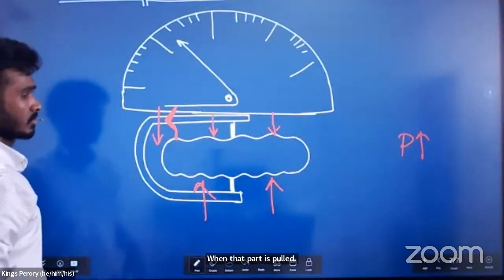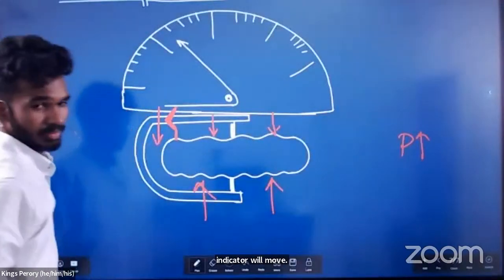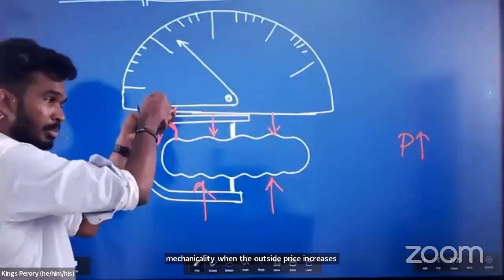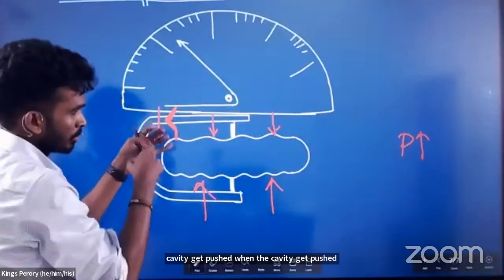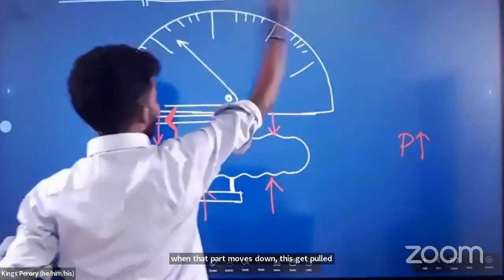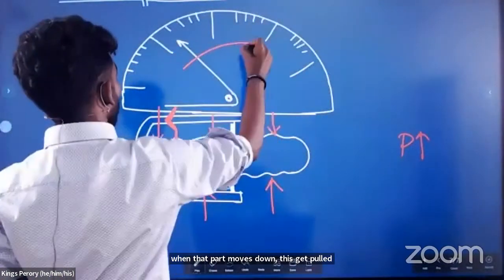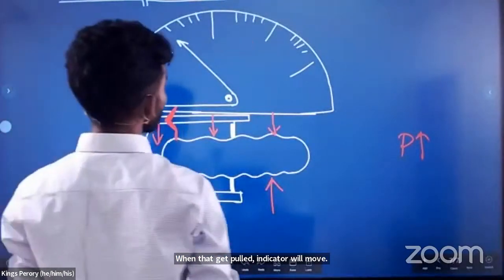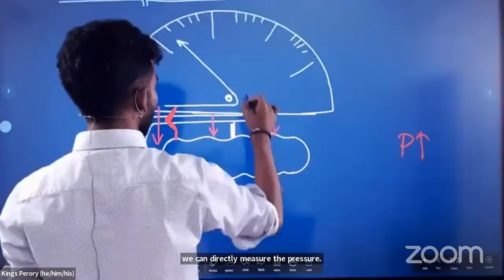Mechanically think: when the outside pressure increases, the cavity gets pushed. When the cavity gets pushed, this part moves down. When that part moves down, this gets pulled. When that gets pulled, the indicator will move. Depending on how much the indicator moves, we can directly measure the pressure. No need to do any calculation.